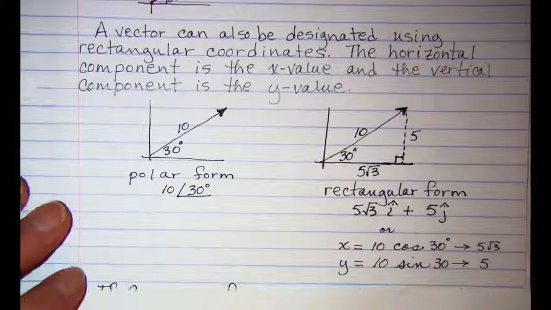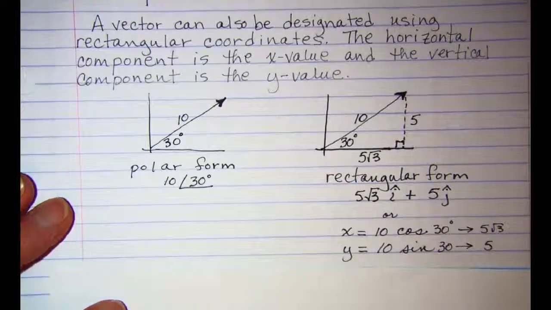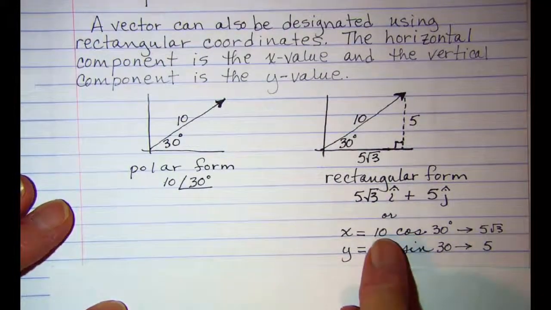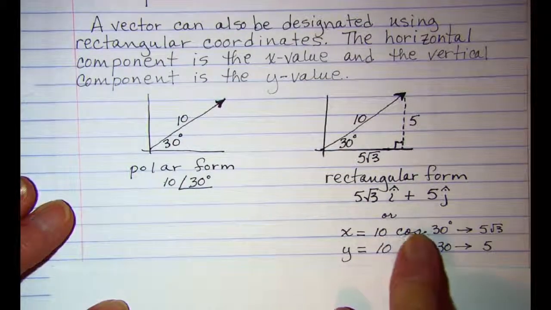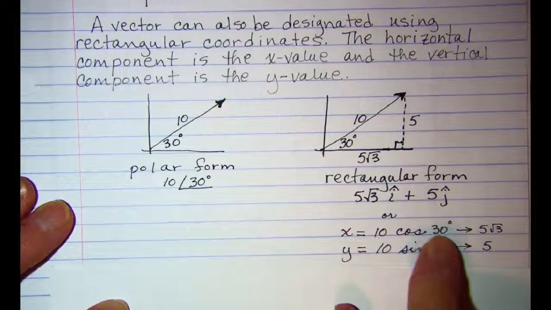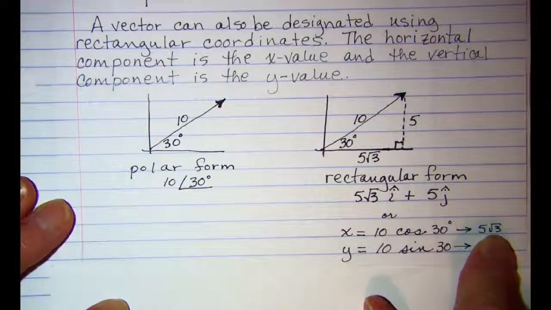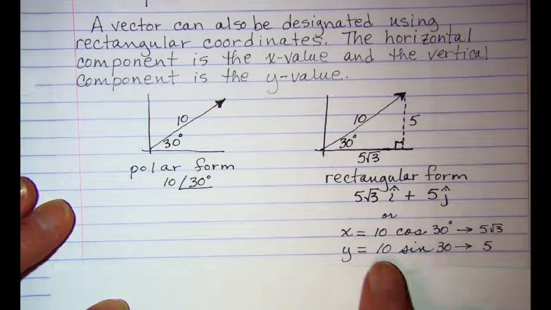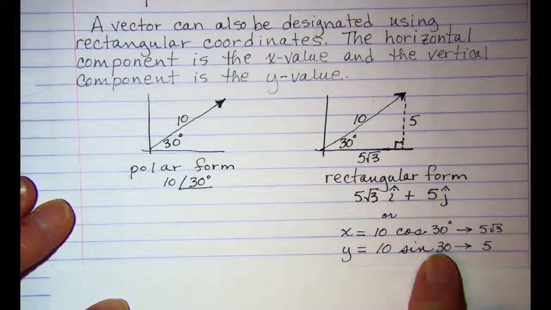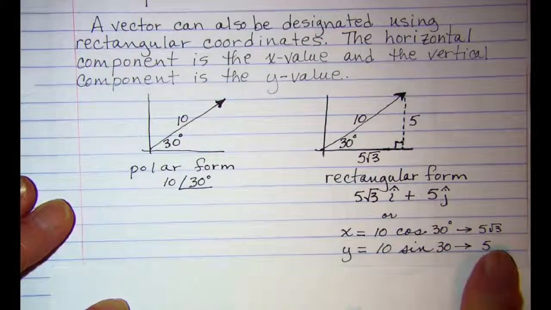We can also find the x and the y by taking the magnitude of the vector and multiplying it by the cosine of 30 to get our x component, or the horizontal component. And we can take the magnitude 10 multiplied by the sine of 30 to get the vertical component, or the y value.